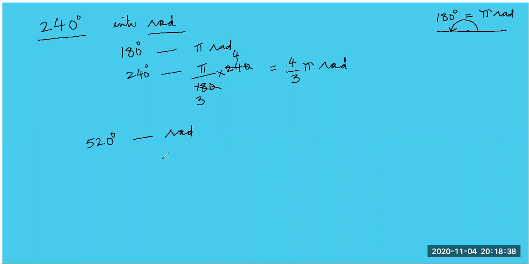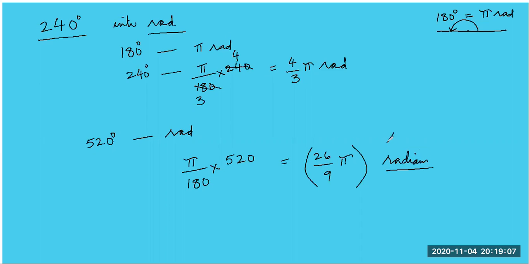Anyone? So this will be again pi by 180 into 520. So this would be equal to 26 by 9 pi. Okay. Now students, I need not write radians. Even if I write 26 by 9 pi, it automatically means that this is the angle measured in radians. Simply you can write rad or radian. Even if you don't write, it is understood it is radian.